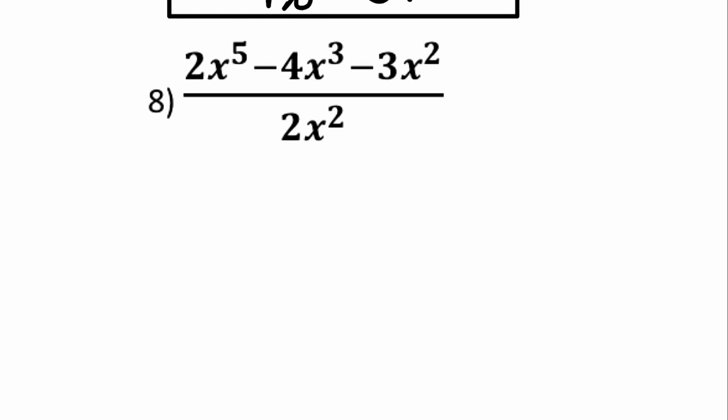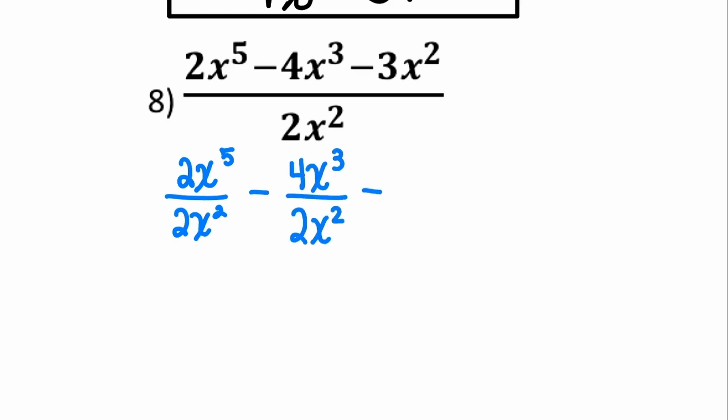We are dividing a multi-polynomial by, well, that's redundant, but a polynomial by a monomial. We can go ahead and separate each term individually. So this is going to be 2x to the fifth over 2x squared minus 4x cubed over 2x squared minus 3x squared over 2x squared.